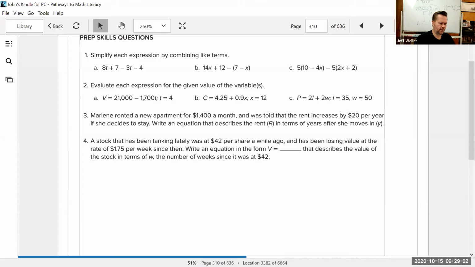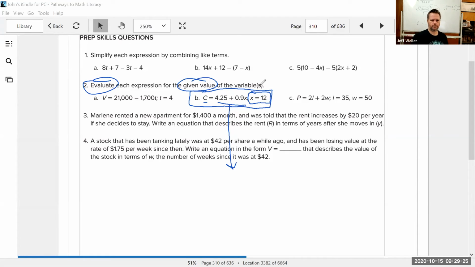So look at this problem here. That's a yummy looking problem. I like that problem. So evaluate the expression for the given value. So can you guys do that? Figure out what C is when X is 12. Obviously, you can use your calculator. That's fine.